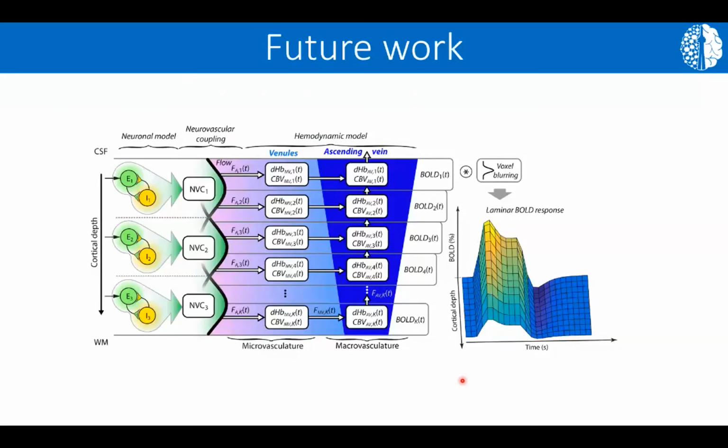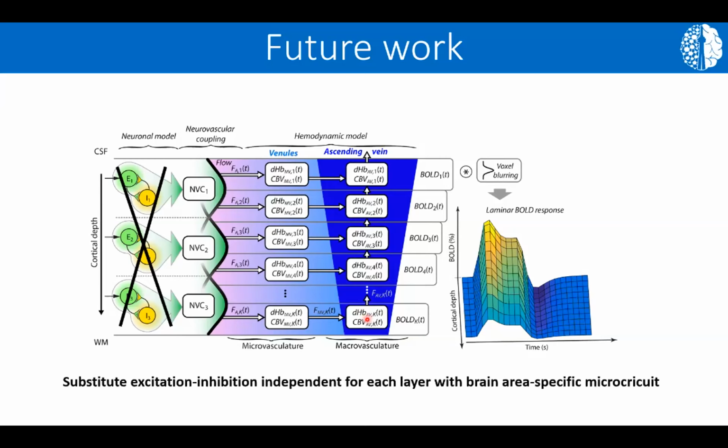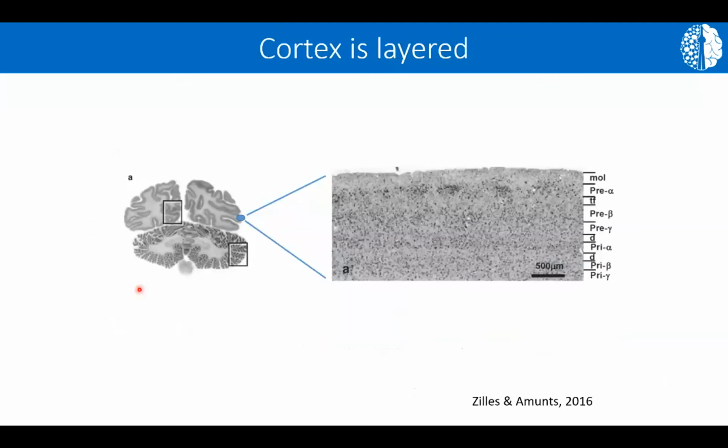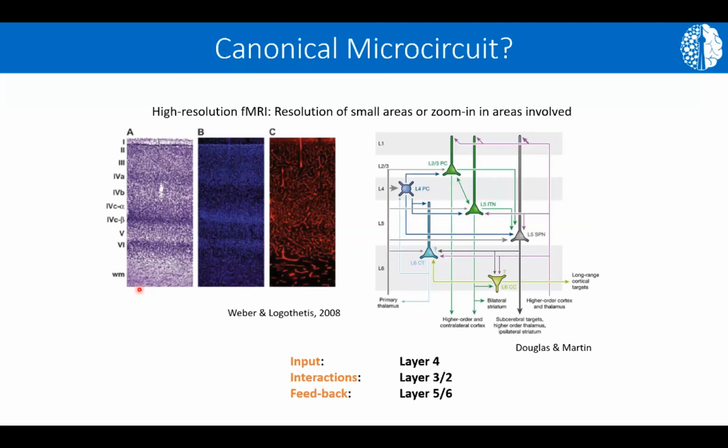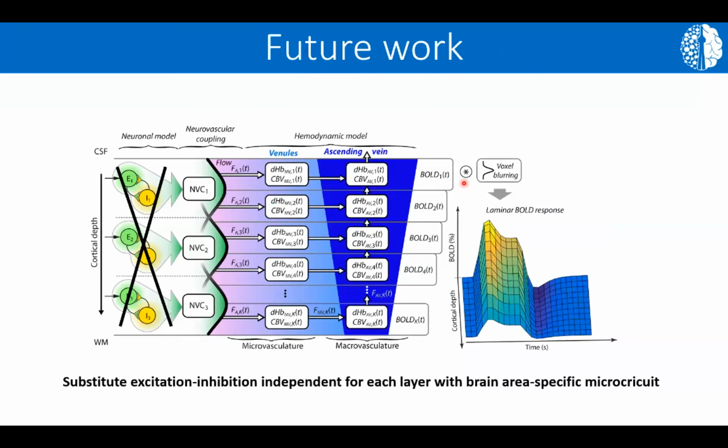Okay, and the last minute, future work. You have seen the entire model looks like this. However, we know that in this neural model, the excitation and inhibition are not independent for each layer. Where we want to go is a microcircuit model. Top would be CSF, bottom would be white matter. We have a complex circuitry, and we want to substitute this simple excitation-inhibition model with the complex circuitry.